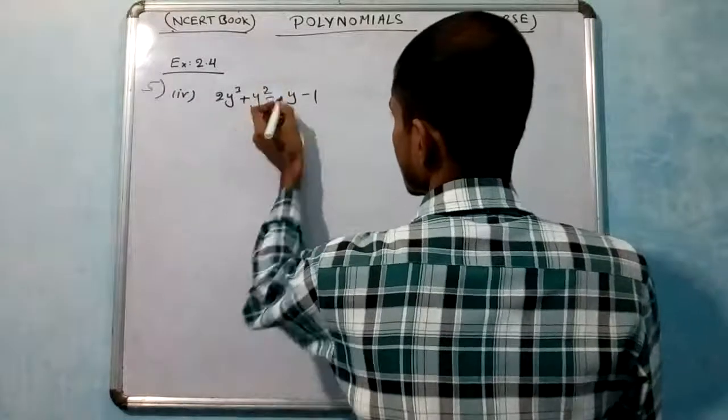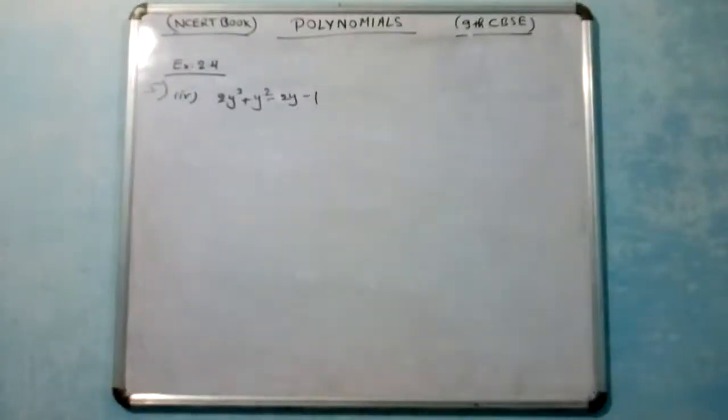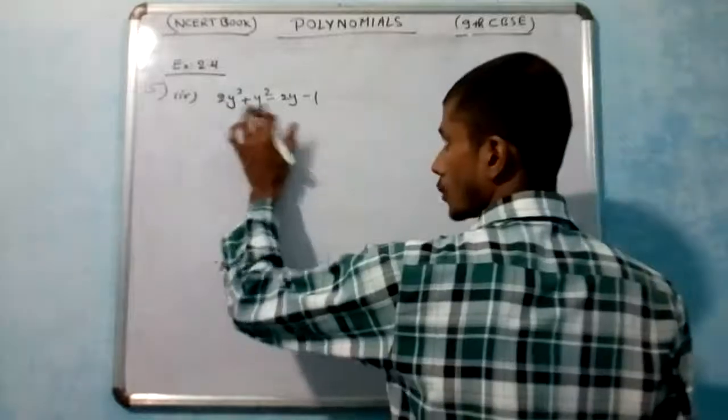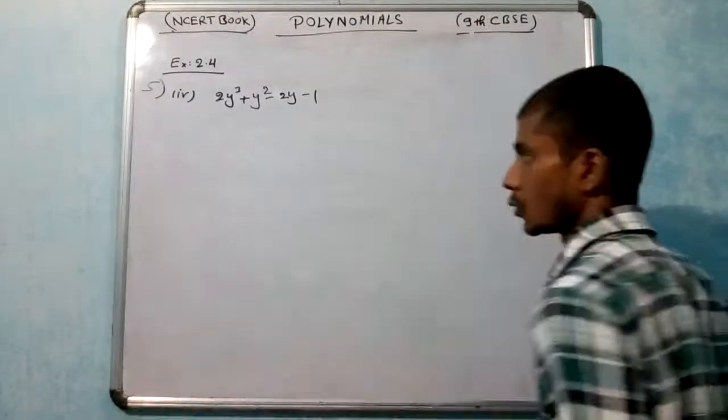What is the given question? 2y cube plus y square minus 2y minus 1. So this is the cubic polynomial we have. Okay, and what we have to do?